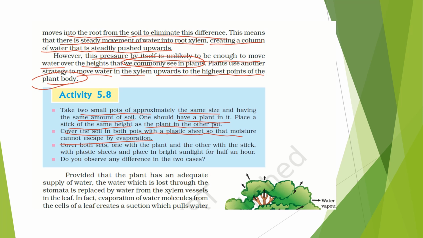Now put them in bright sunlight for half an hour. Do you observe any difference? We need to observe the differences in the two cases. So we take small pots of approximately the same size with the same amount of soil, one with a plant and the other with a stick of the same height. Now cover them and keep them under the sun for some time, say half an hour or one hour. What are the differences observed? Now we will move on to the observations, right?